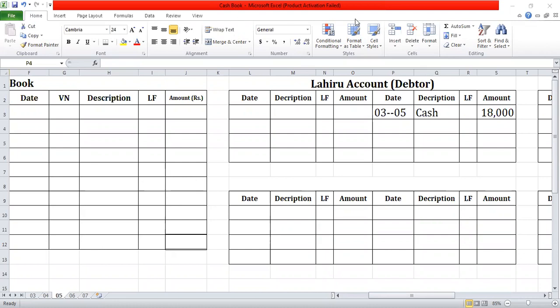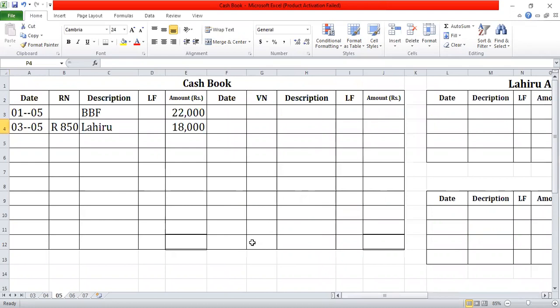Now do the next transaction on your own. Second transaction. Sorry, the third one, 6th of May. Check your answers now.